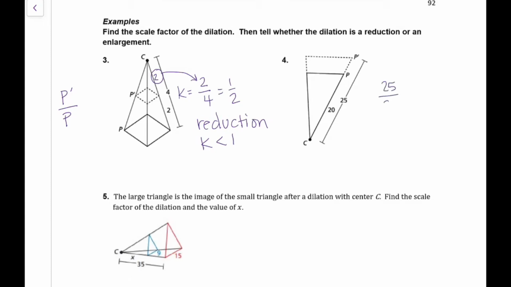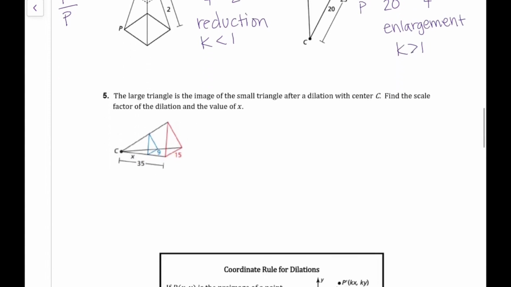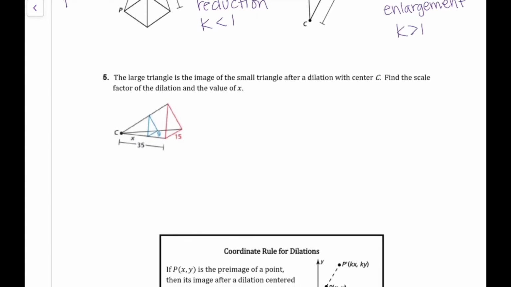Now on this next one, from C to P prime is 25. The length from P to C is 20. If I reduce that, 5 goes into 25 5 times, 5 goes into 20 4 times. 5/4 is the same as 1.25. This is bigger than 1, so it is an enlargement. We're starting with P and we're ending with P prime. So we always start with P and then P prime is our second.